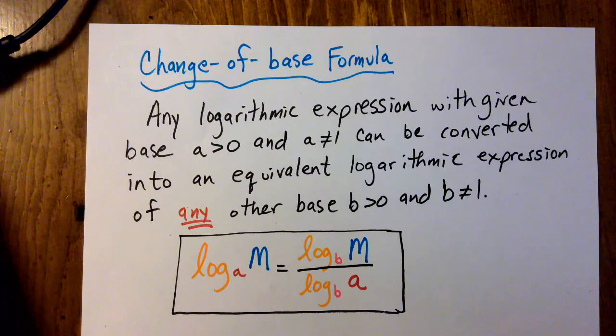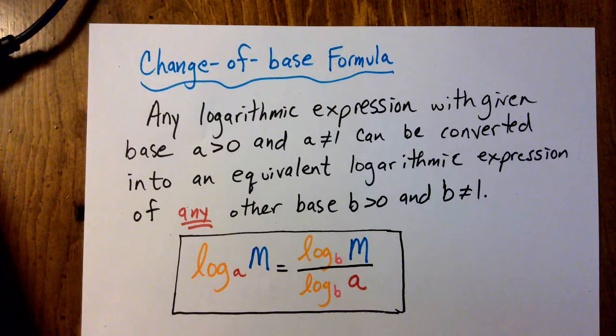So reading that through as you're writing, please write it, because as you write it, instead of just printing it out, you will memorize it a little bit better, or you'll understand it. So I'm going to read it through. Any logarithmic expression with a given base, a greater than 0, and a cannot be 1, we've talked about that, can be converted into an equivalent logarithmic expression of any other base, b greater than 0, and b not equal to 1. All right. So we can most definitely change the base and make it look different, but it's equivalent.